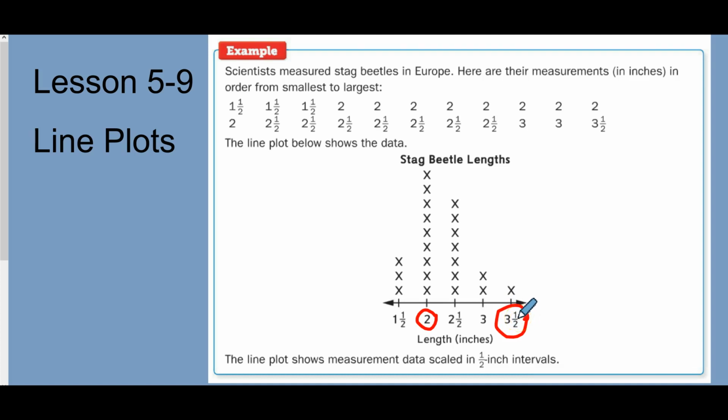What is the difference in the measures of the longest and the shortest insect? The shortest one is 1.5. The longest insect is 3.5 inches. What's the difference between these two numbers? 2 inches. How many more insects measured 2 inches than 2.5? 2 more insects measured 2 inches than 2.5.